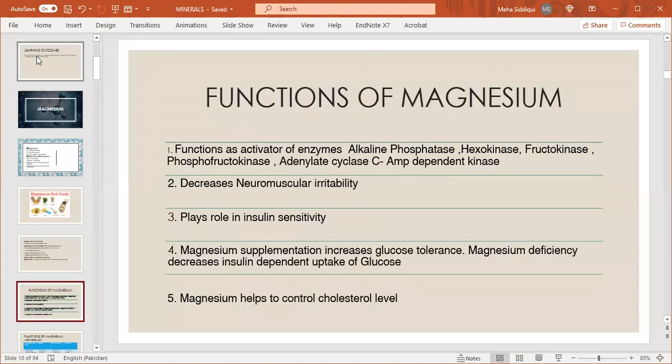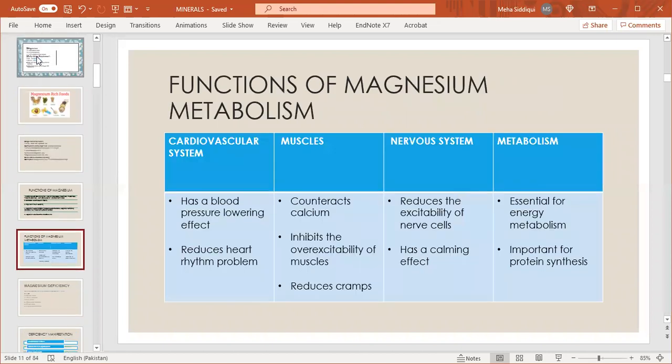Now, functions of magnesium. It functions as an activator of enzymes: alkaline phosphatase, hexokinase, fructokinase, phosphofructokinase, adenylate cyclase, cAMP-dependent kinase. It decreases neuromuscular irritability. It plays a role in insulin sensitivity. Magnesium supplementation increases glucose tolerance, and magnesium deficiency decreases insulin-dependent uptake of glucose. Magnesium helps to control cholesterol level.